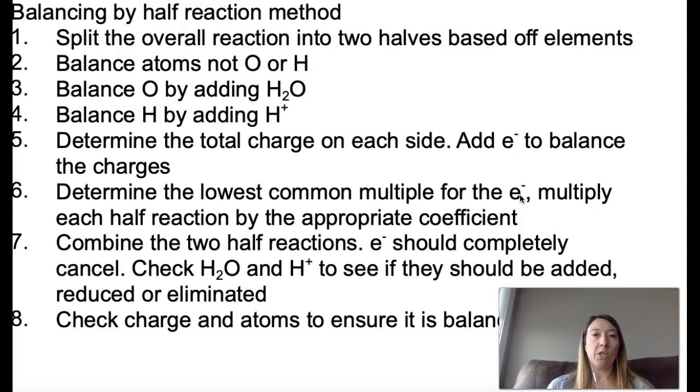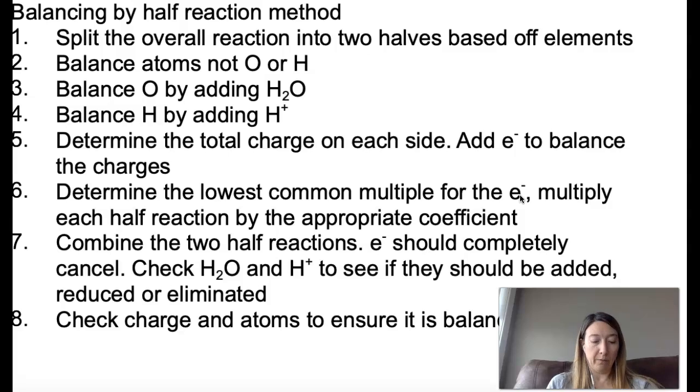Okay, once we have split it up, we then need to individually balance each of those half reactions. So first thing we're going to do is anything that is not oxygen or hydrogen, we're going to take care of balancing those. So like if we have Br2 on one side and just a Br on the other, we're going to put a 2 in front of that to make it balance those 2 bromines, okay?